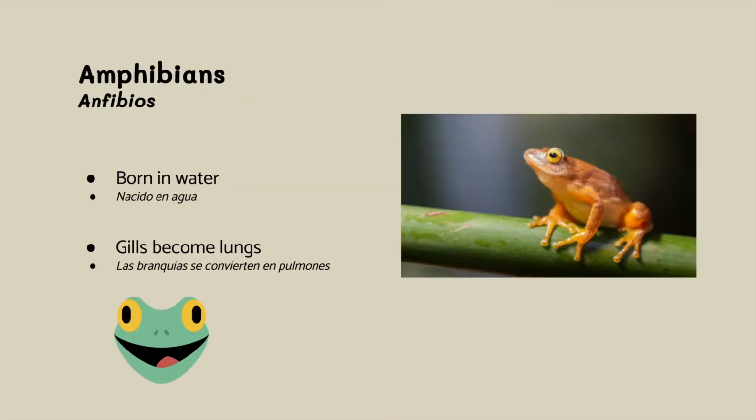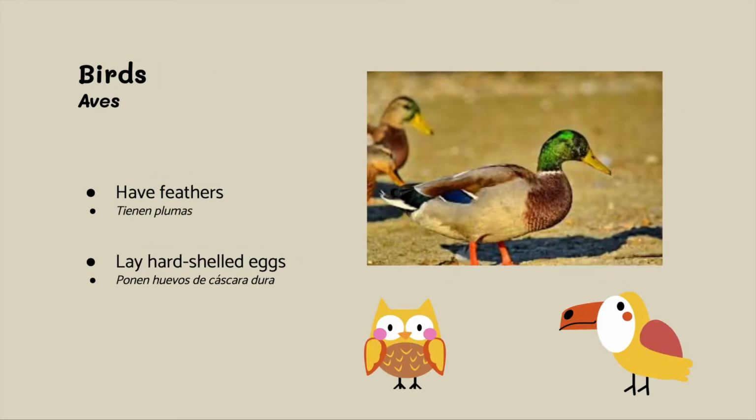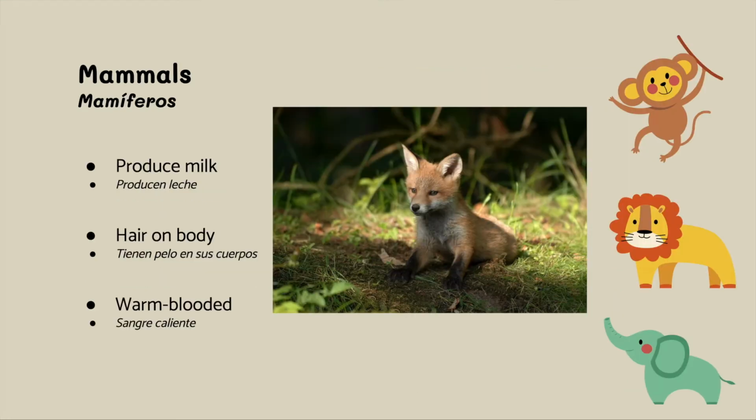First we have amphibians, like frogs, which are born in water, have gills when they're born, but soon those gills turn to lungs and then they live on land. Next we have birds, which have feathers and lay hard-shelled eggs. Next we have mammals, which produce milk.